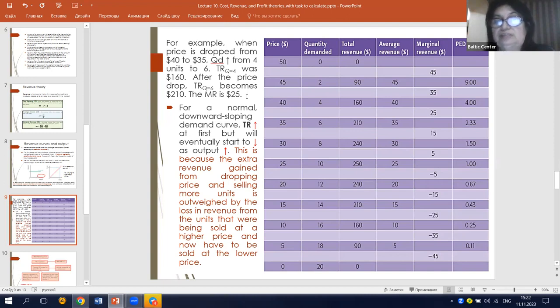Скажите, как вы рассчитали? Ну-ка, включите свой микрофон. У нас вот получается 25.